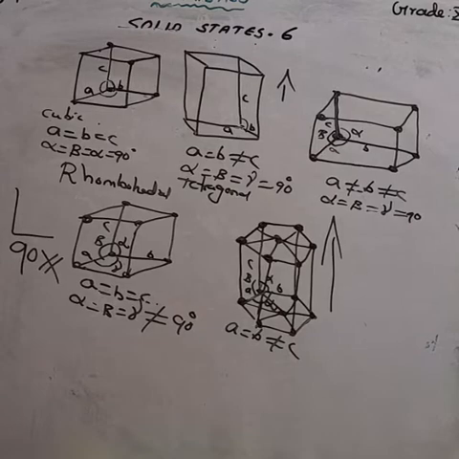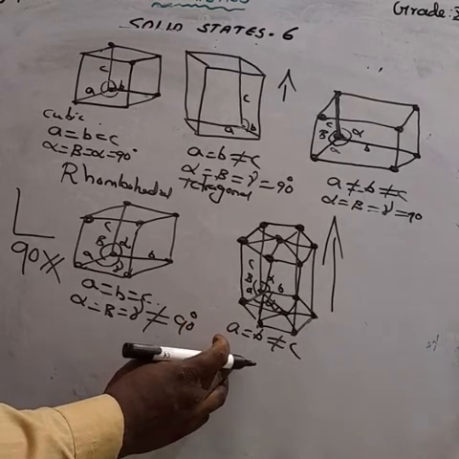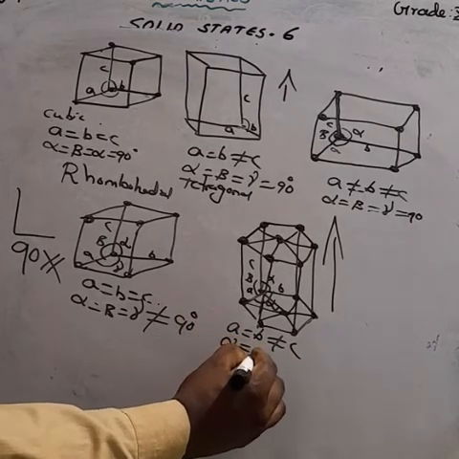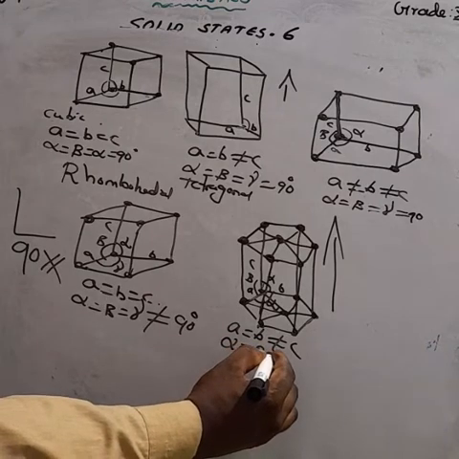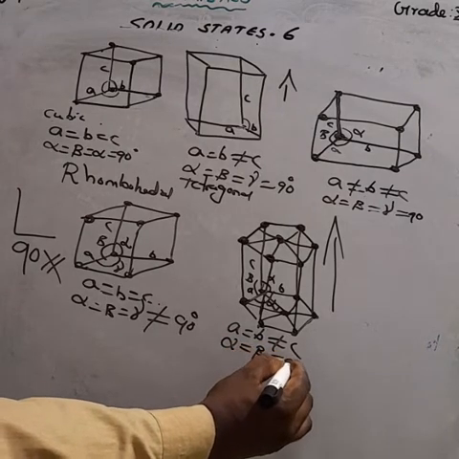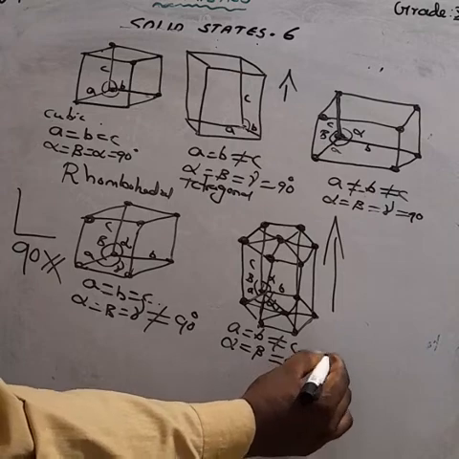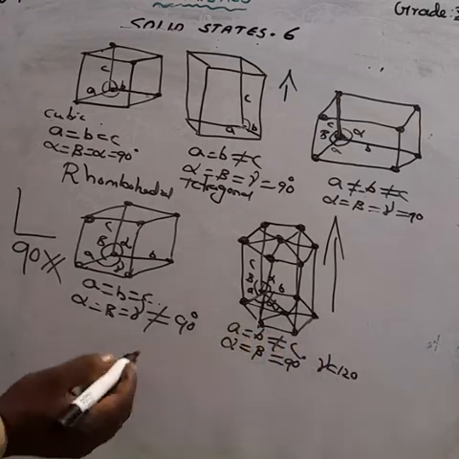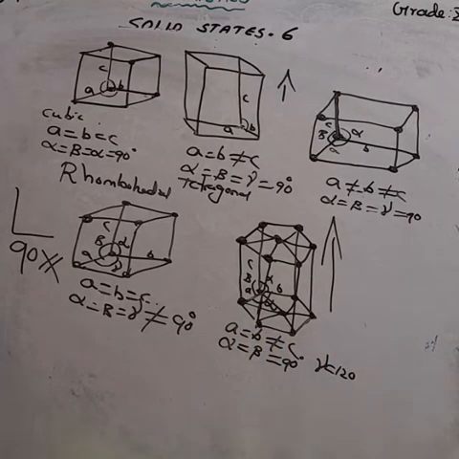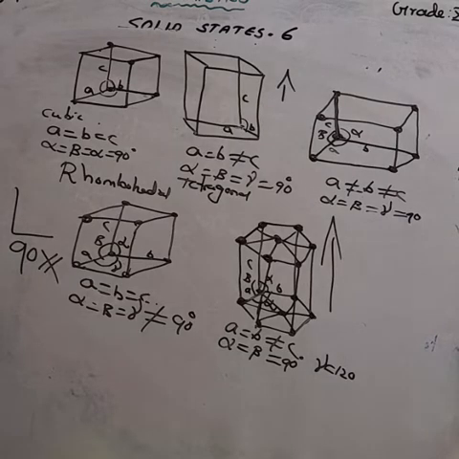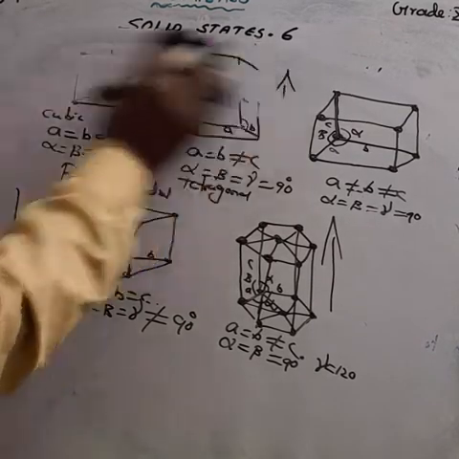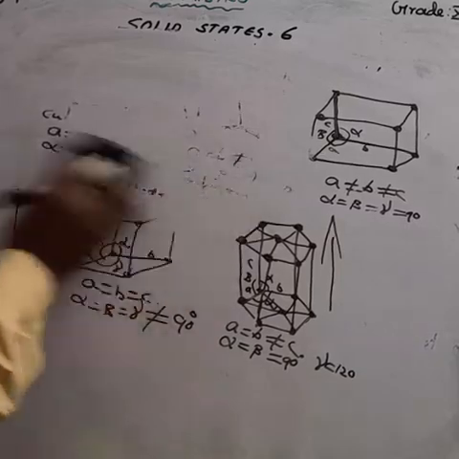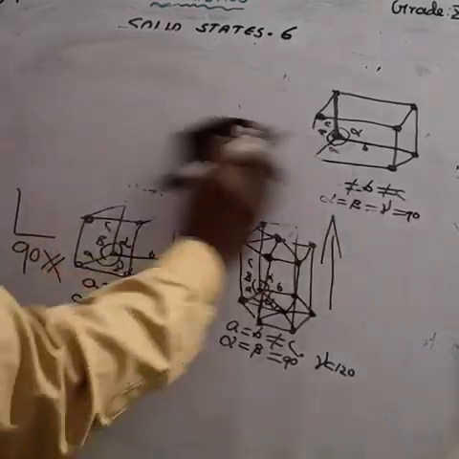So we can write the angle. Alpha is equal to beta, that is equal to 90 degree. But gamma is equal to 120 degree. Okay, A and B are the same length, but C is not same length. Alpha, beta are same angle, that is 90 degree. But gamma is equal to 120 degree. That's about the hexagonal.